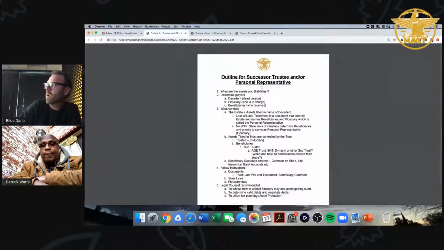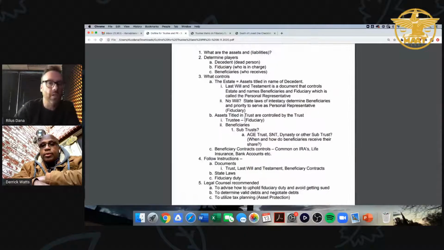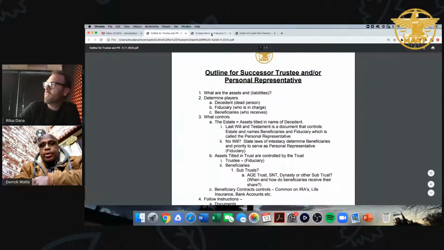But this is that outline for the successor trustee or personal representative. So this is good for you to follow. Whenever someone has passed away, you can look at that information.